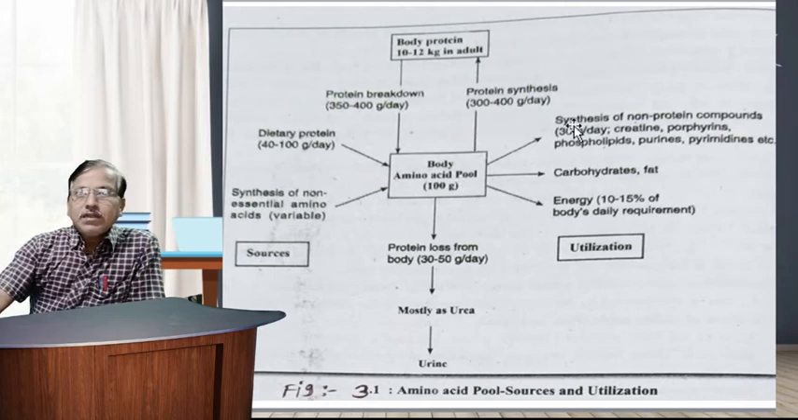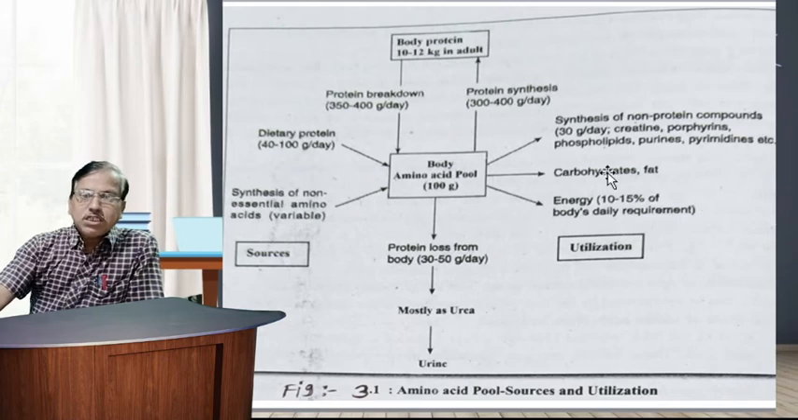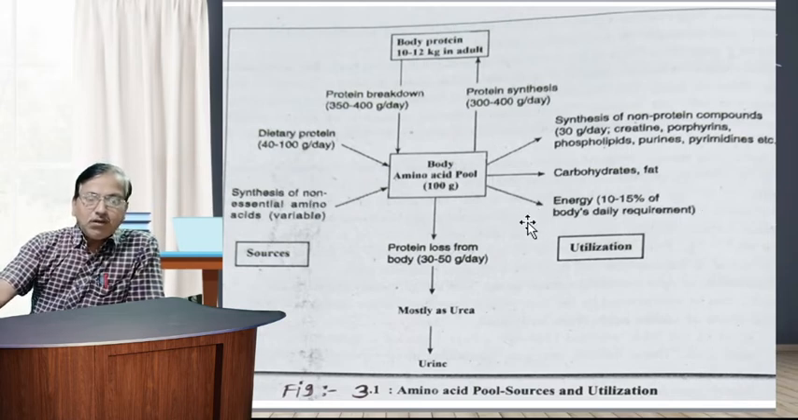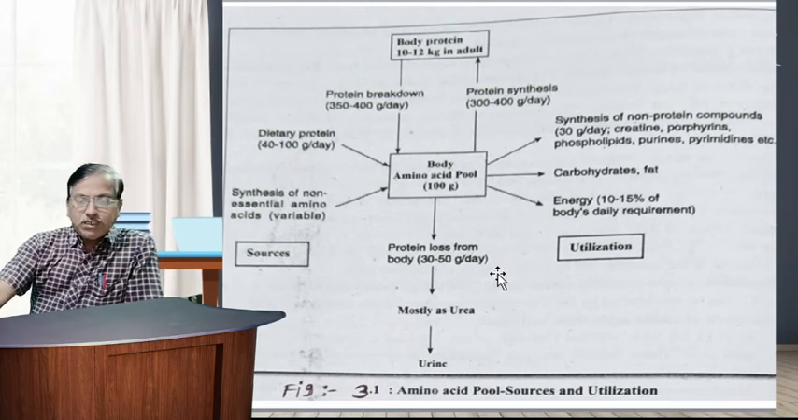Also utilization: protein synthesis 300 to 400 gram per day, also synthesis of non-protein compounds 3 gram per day, creatine, porphyrin, phospholipids, purines, pyrimidines, etc. Also evolved by carbohydrates, fats, and third is the energy, 10 to 15% of body's daily requirements. This is the utilization, this is the source. So this is a schematic representation and overview of the body pool of amino acids with the source and utilization shown in figure 3.1.